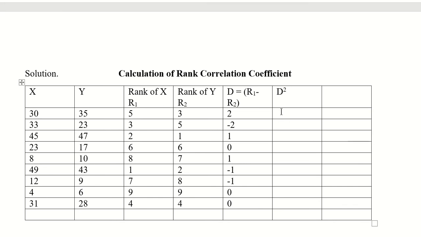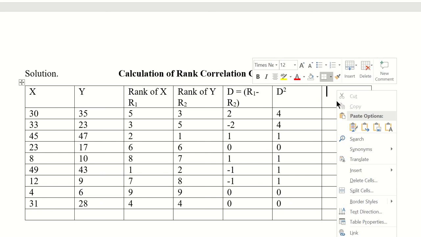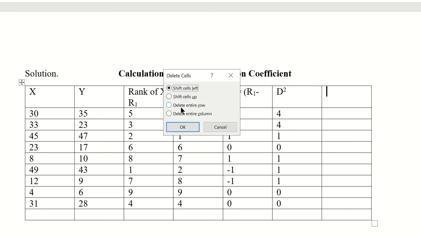D square. So 2 2s are 4. Again minus 2 into minus 2 is 4. 1 1s are 1. 0 and 0. So this is what we have got, D square. Now we have all the values and now we can put these values into the formula.